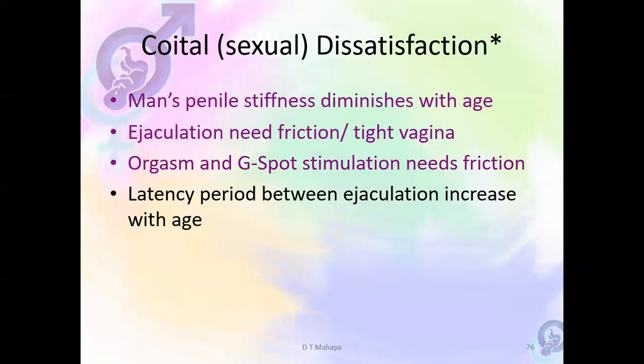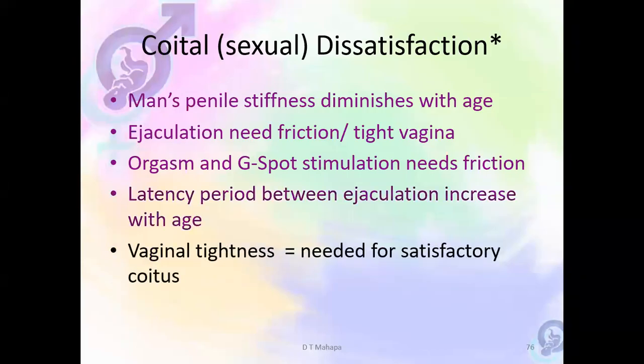And with a man, again, the latency period between ejaculations increases with age. If a man could ejaculate twice a night when he was still young, as he grows older, he can ejaculate or have an erection once in a week, once in 2 weeks, until he becomes once a month. As he goes very old, it will just come once a year for 2 minutes and then it disappears. So the tightness is needed for satisfactory sex, for both partner and woman.